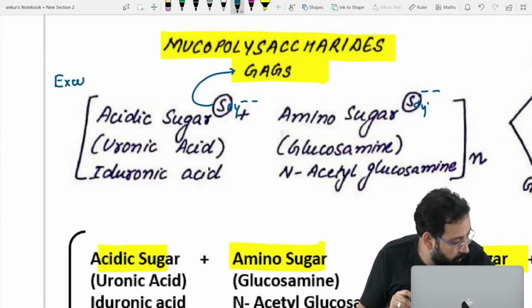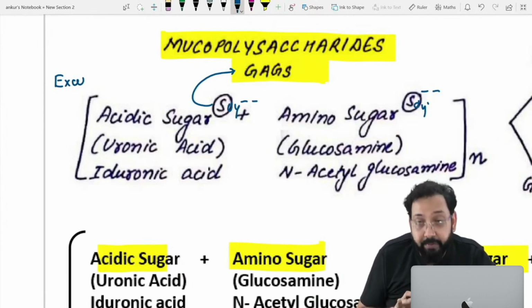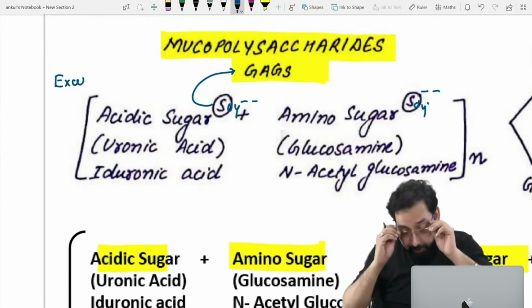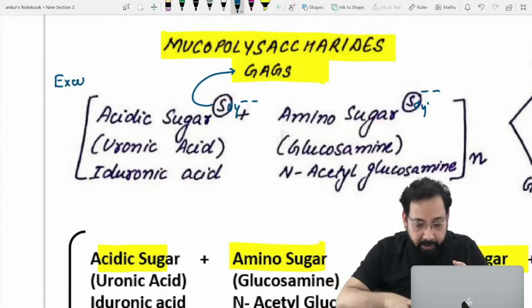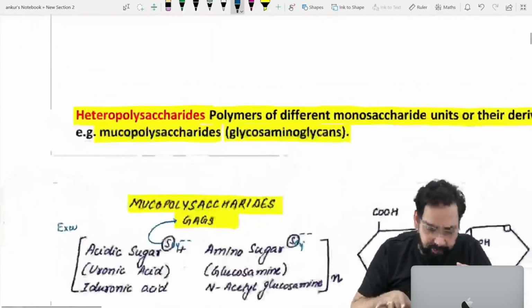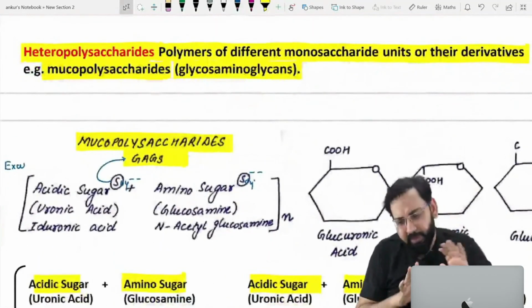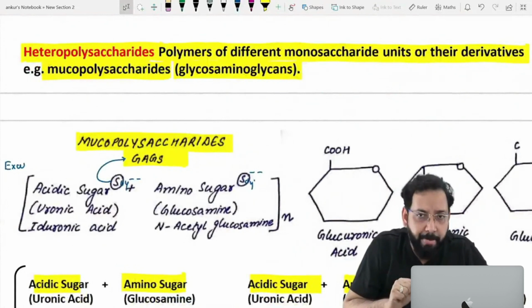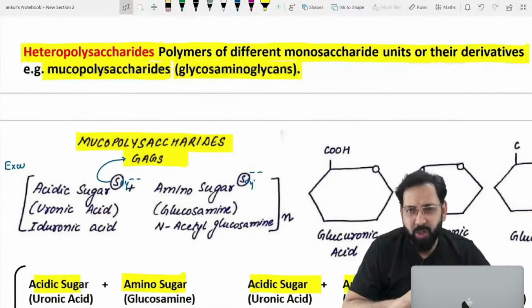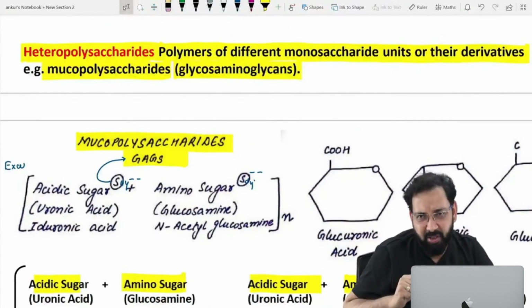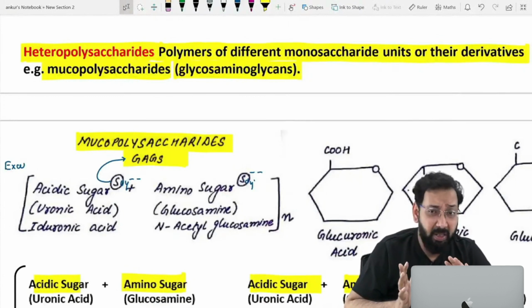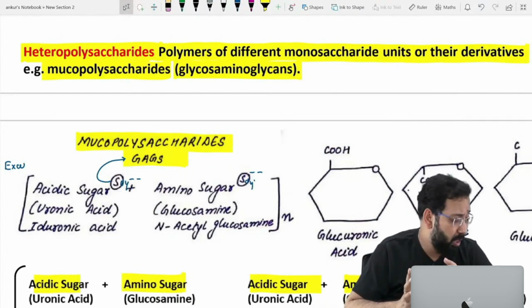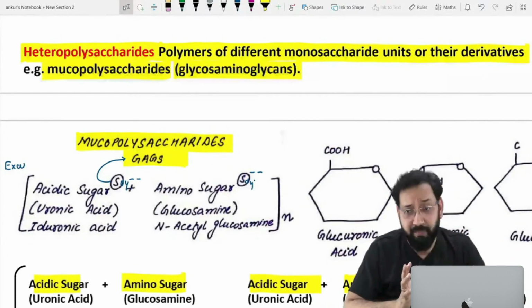Yes, this is really difficult, I can understand. Let me tell you, I am not going in a conventional way. I take a simple approach. Don't go into these structures. If you remember the concept, you will never forget and you will be able to answer the questions on mucopolysaccharide in an easier way.